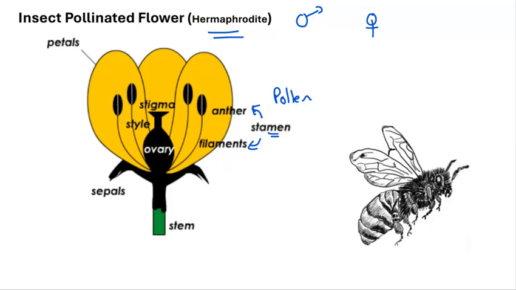The female component is comprised of the stigma, seen in the center of the flower here, onto which the pollen grains will land, a style, and the ovary. Now the ovary contains the plant eggs, which are known as ovules.